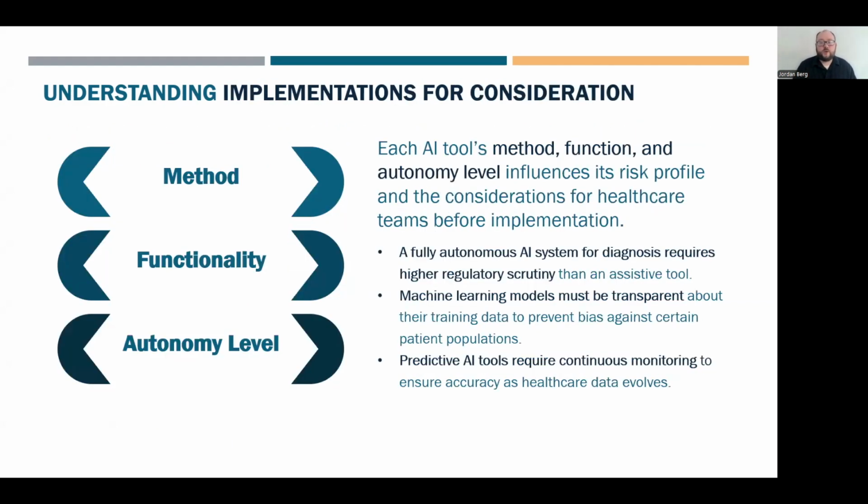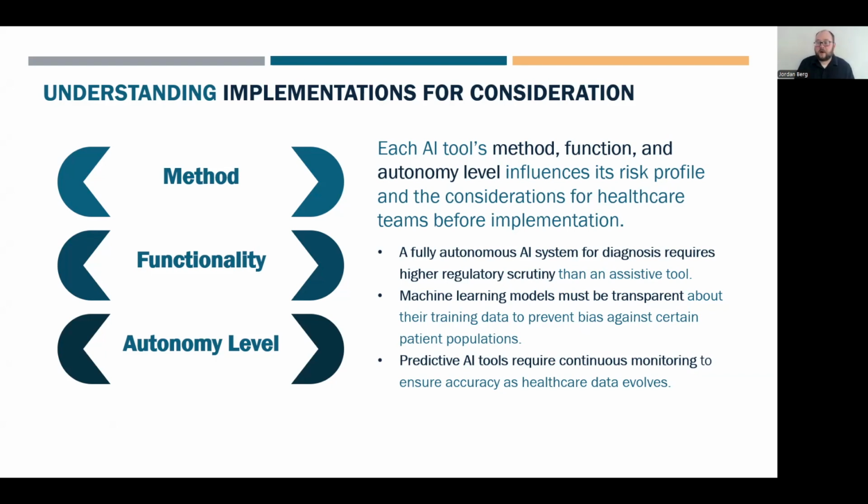Each AI tool's method, function, and autonomy level influences its risk profile and the considerations that healthcare teams need to include before implementation. For example, a fully autonomous AI system for diagnosis is going to require greater regulatory and procedural scrutiny than an assistive tool.